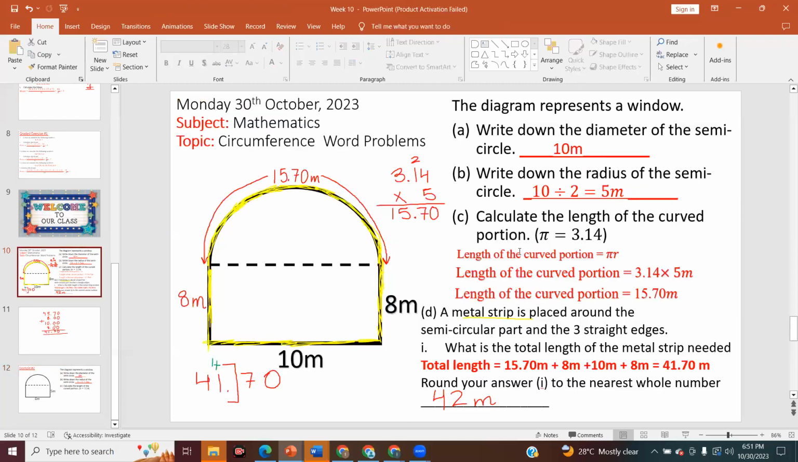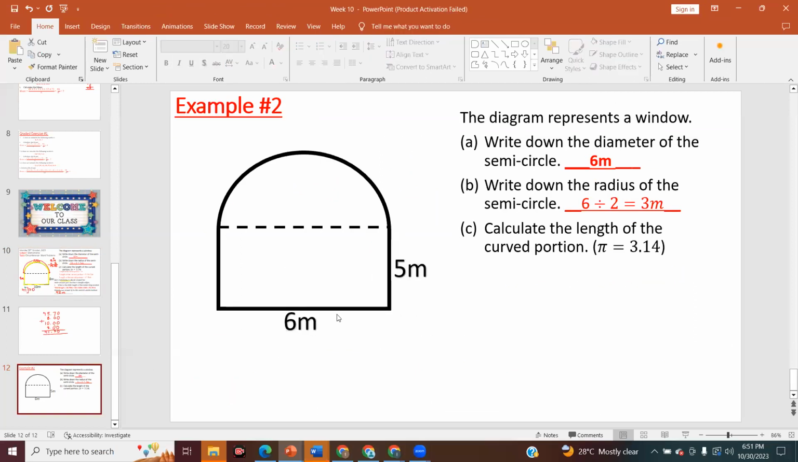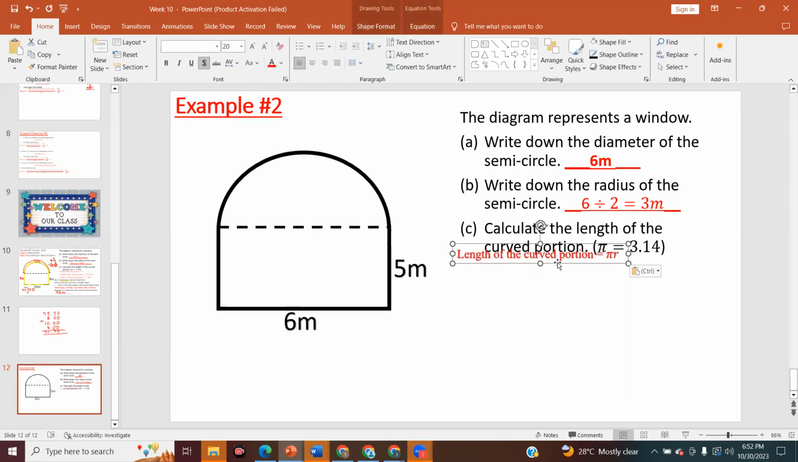That's crazy. All right, so we want the length of the curve portion. How are we gonna figure out the length of the curve portion? What are we gonna do? Multiply what? Pi and the radius. 3.14 times what? 3.14 times 3. Good.